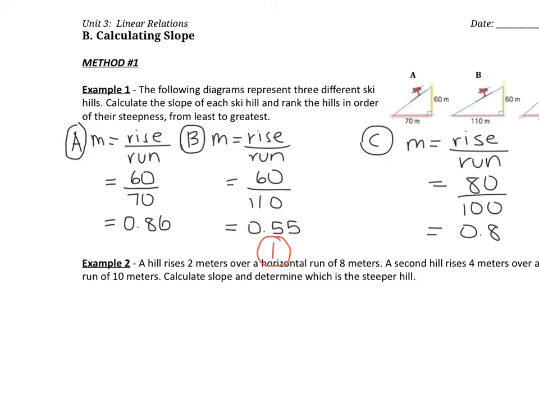The next then would be hill C, coming in at 0.8. And then the steepest would be hill A. It has the highest slope value at 0.86.